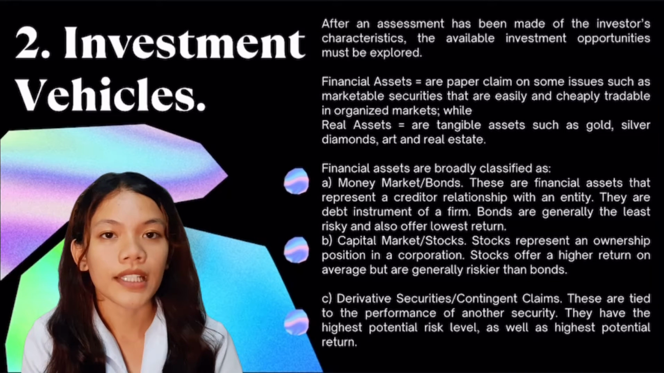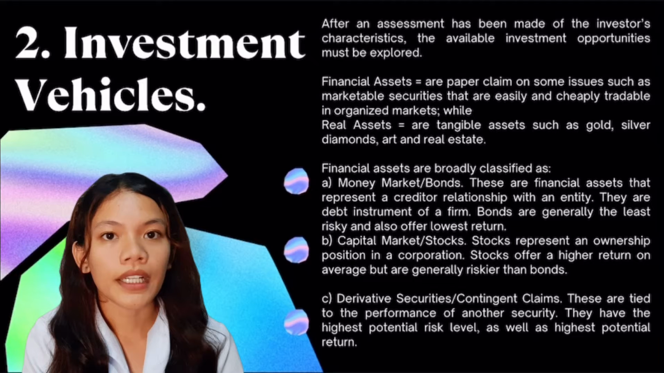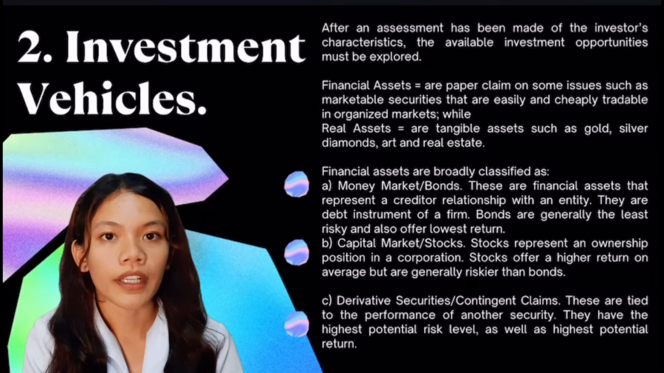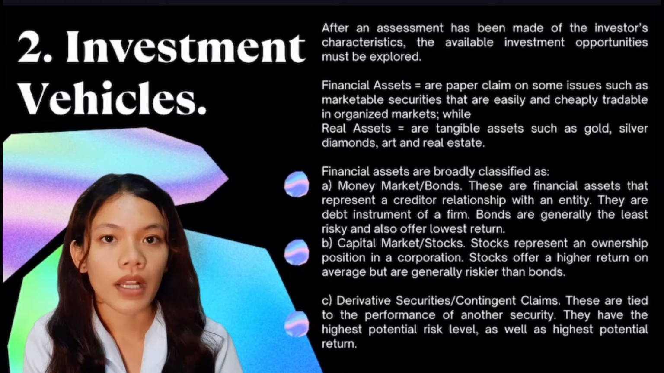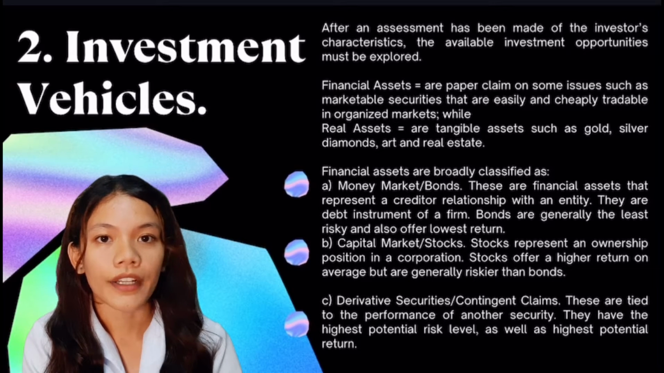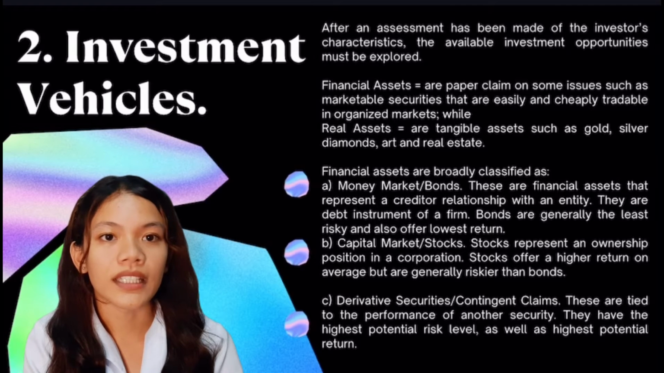We have the financial assets. These are paper claims on some issuers such as marketable securities that are easily and cheaply tradable in organized markets. These are paper assets which are very liquid and convertible into cash such as stocks, bonds, and securities. Next is the real assets. These are all tangible assets such as gold, silver, diamonds, art, and real estate. These are assets that a business or investors own such as land, building, and more.